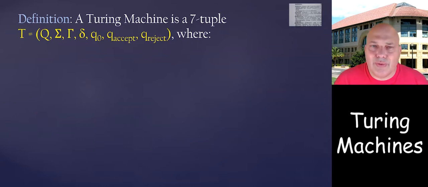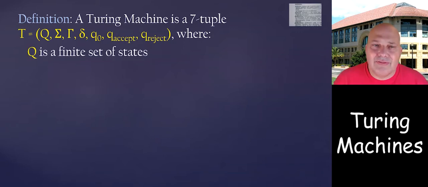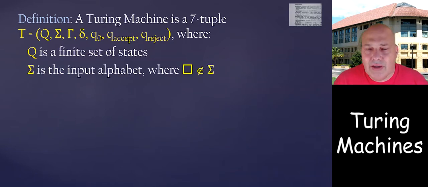So what are the ingredients of this 7-tuple, which, since 7 is bigger than 5, is more sophisticated than a DFA? First we have Q, which is still a finite set of states. Sigma is the input alphabet, and it's important that this special symbol, the empty cell, is not part of the alphabet. So the Turing machine needs to see that what's written here is not an input, but rather an empty cell.